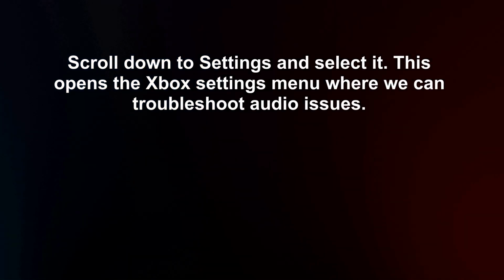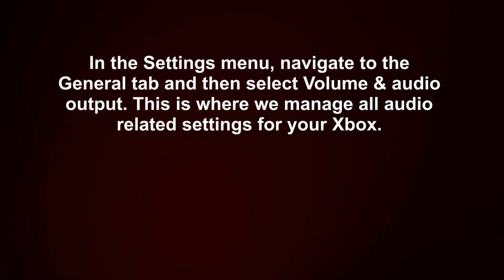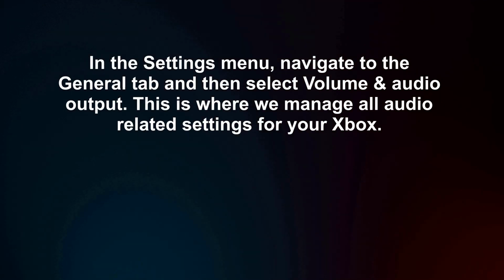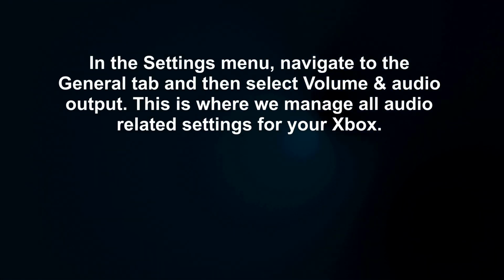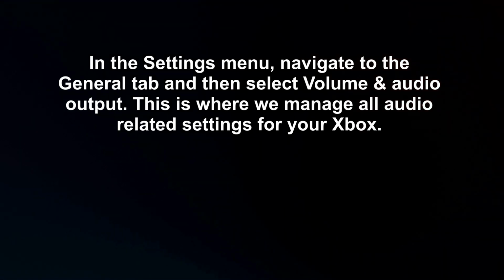Scroll down to Settings and select it. This opens the Xbox Settings menu where we can troubleshoot audio issues. In the Settings menu, navigate to the General tab and then select Volume and Audio Output. This is where we manage all audio-related settings for your Xbox.